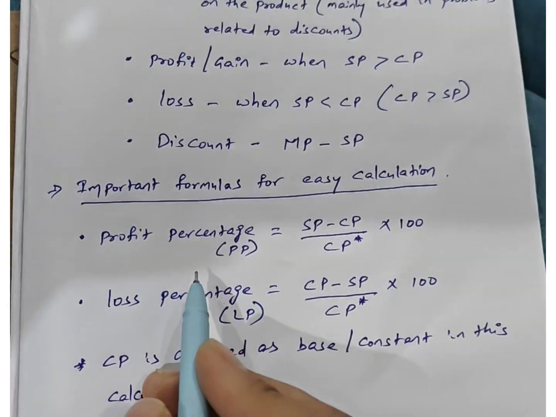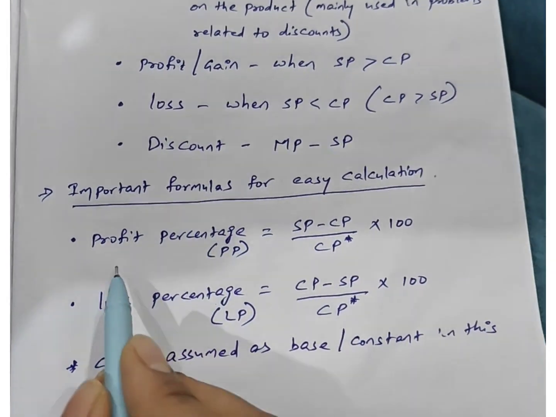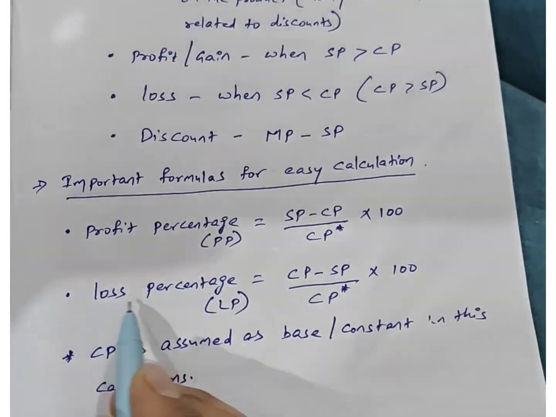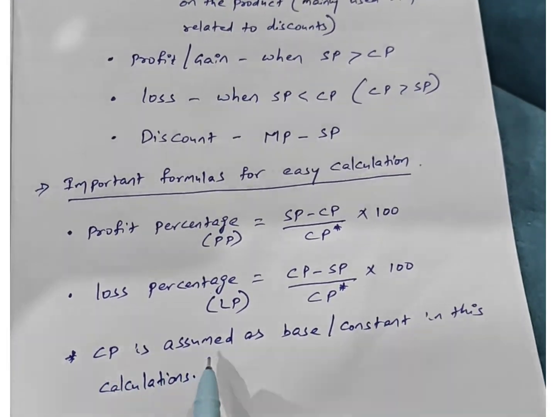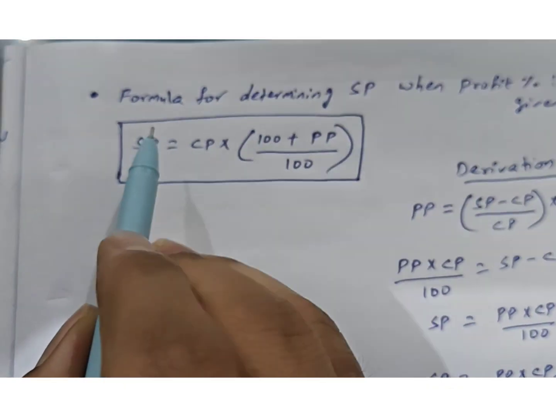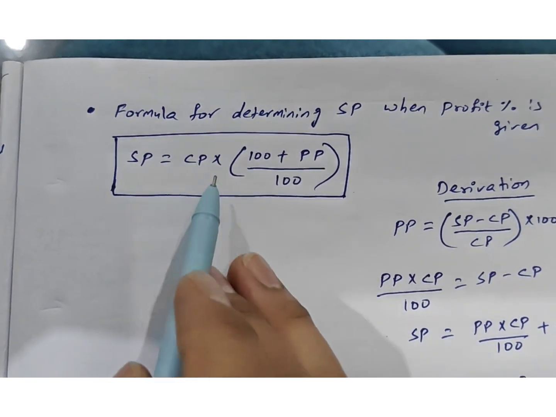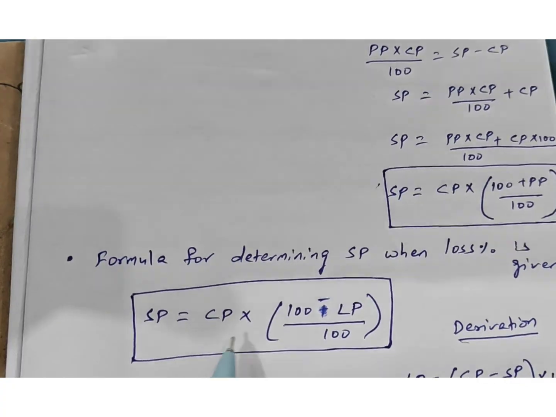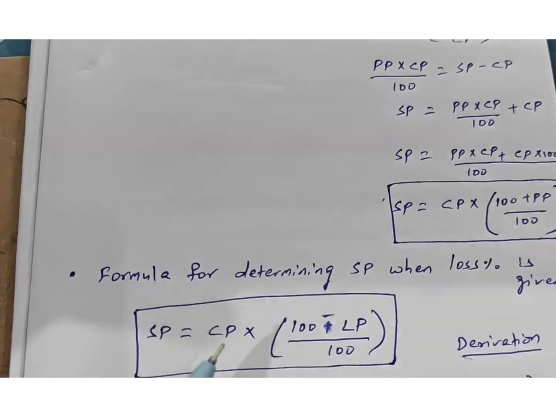Let's learn some of the important formulas for easy calculation of the concept. Profit percentage is equal to (selling price minus cost price) by cost price into 100. Loss percentage is equal to (cost price minus selling price) by cost price into 100. Formula for determining the selling price when profit percentage or loss percentage alone is given: selling price is equal to cost price into (100 plus profit percentage) by 100, or the selling price is equal to cost price into (100 minus loss percentage) by 100.